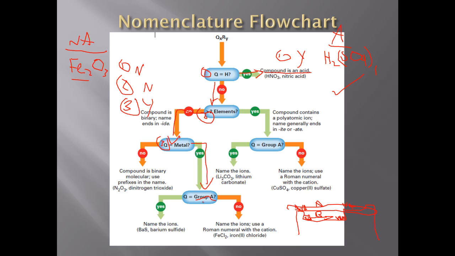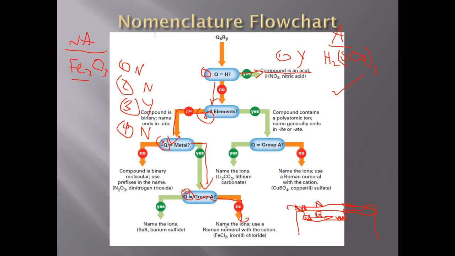Okay, so is it a group A? Well, we look and we see it's iron. Iron is not a group A. It is down in the transition metals. Basically, it's saying, is it a transition metal or isn't it a transition metal? So that's kind of what we go with right now. So it is a group B, meaning it's a transition metal. So it is not a group A, so we go no.